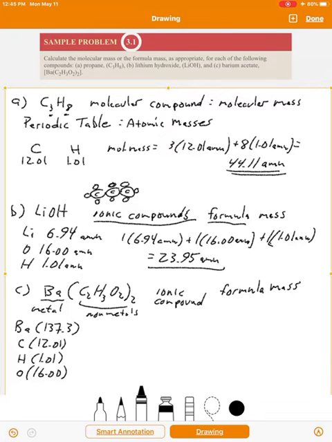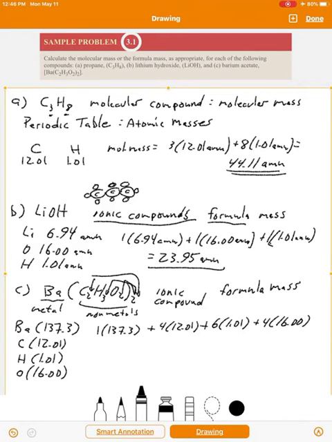Or you could use the subscript here times that subscript, this subscript here times this one, and then this one times this one to figure out each element. I'll do it the second way. So 1 barium, 1 times 137.3. There's 4 carbons, right? Each acetate has 2, but there's 2 acetates, so that's 4 carbons. So 4 times 12.01. There are 6 hydrogens, 3 times 2. And then there are 4 oxygens.